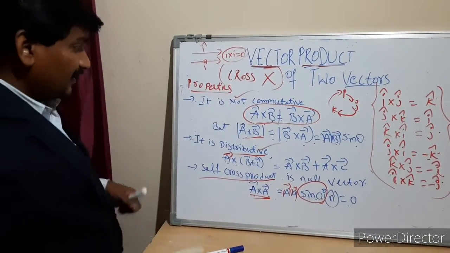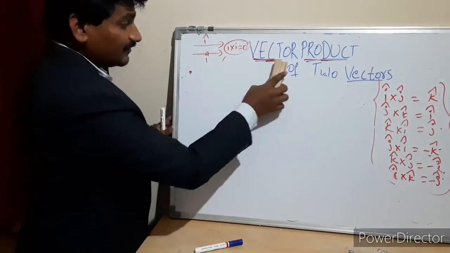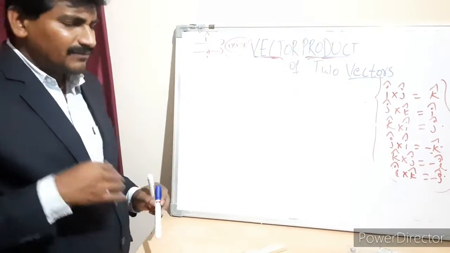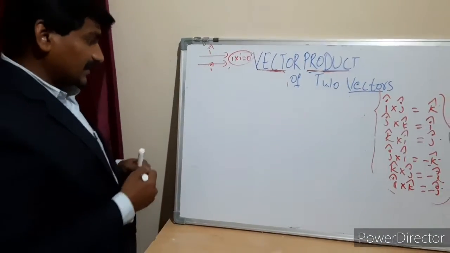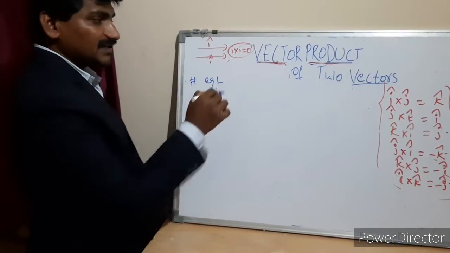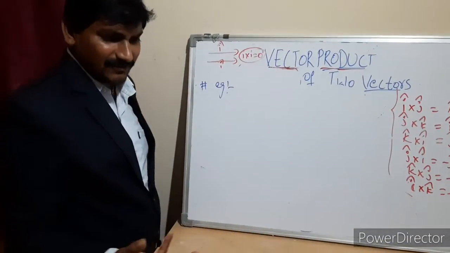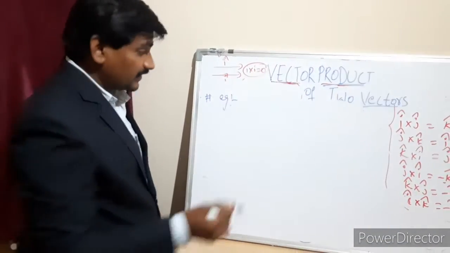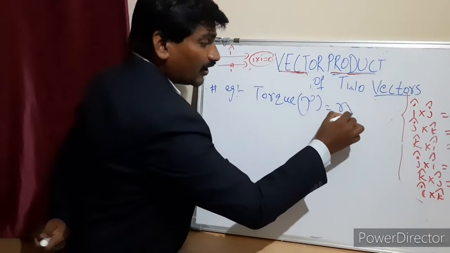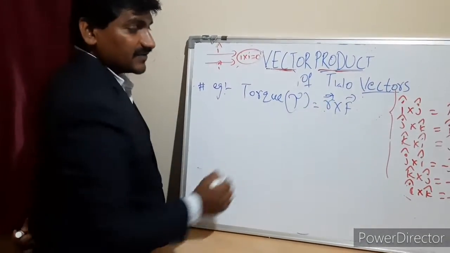Let us discuss a small numerical example with respect to cross product. Usually to get the cross product, we will not do simple multiplication, we will use the determinant method. Let me tell you an example of cross product. We have discussed work and all. Sir, in vector product of two vectors, what is the example? The basic example you usually get in rotatory motion, that is torque. Torque tau equal to r cross F. r is a radius vector, F is a force.